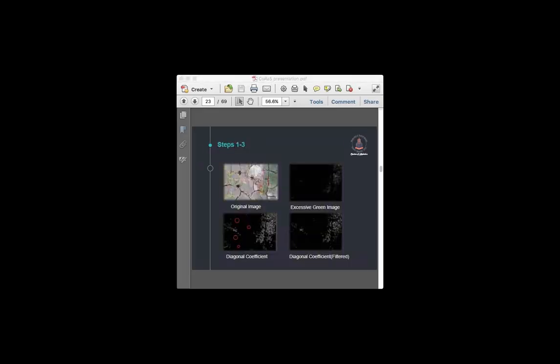So here you can see we have one original image where the crop plants are very small in size, and you can see a lot of ground. And then you can see the crop plants and some weed plants. The first step is the excessive green image that we get. So here we get the green coverage inside the image. Then we get diagonal coefficients, and we filter them. Next slide, please.